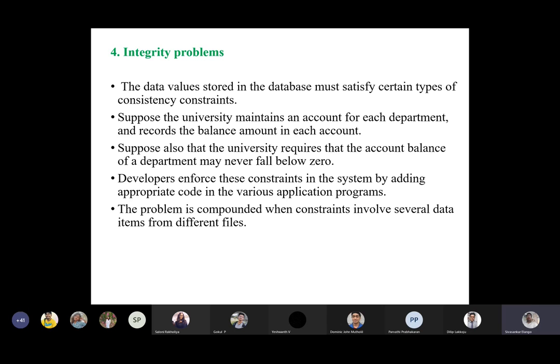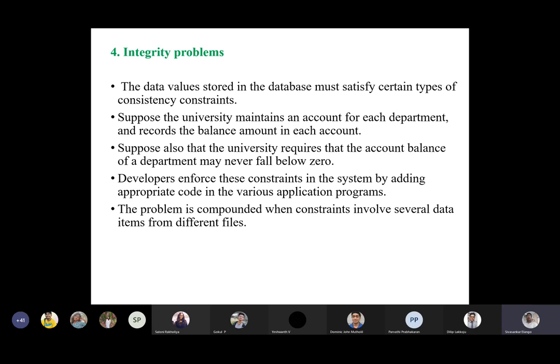Over a period of time, some more constraints are added. It is very difficult to enforce the constraints, such as domain integrity constraints or referential integrity constraints, in the case of a file processing system, whereas it is easy to enforce integrity constraints in a database management system, right? For example, account number should be integer, account name should be character data type. These are some of the constraints which can be easily enforced during the schema design.